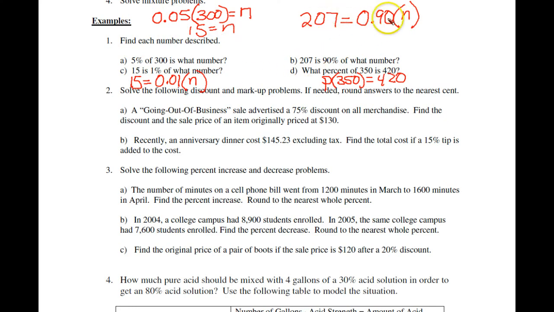And what do we do here to solve it? Well, we want to isolate the n, so we're going to divide both sides by 0.90. These cancel out, and we're left with n now. And I go to my calculator, 207 divided by 0.9. I don't have to put the 0 in there. And I get 230. Later I'll check the answers, but I'm pretty sure they're right.